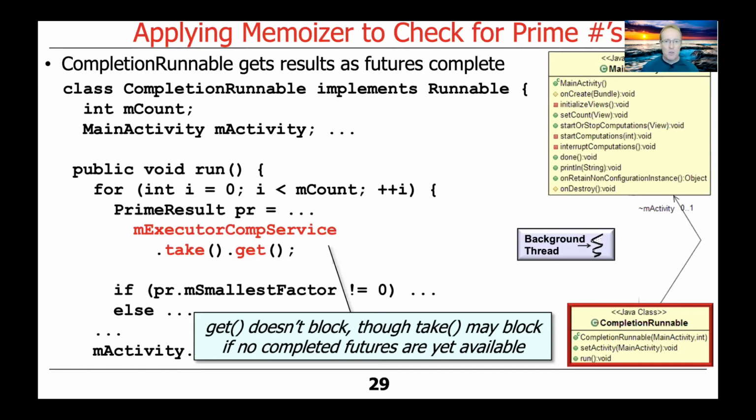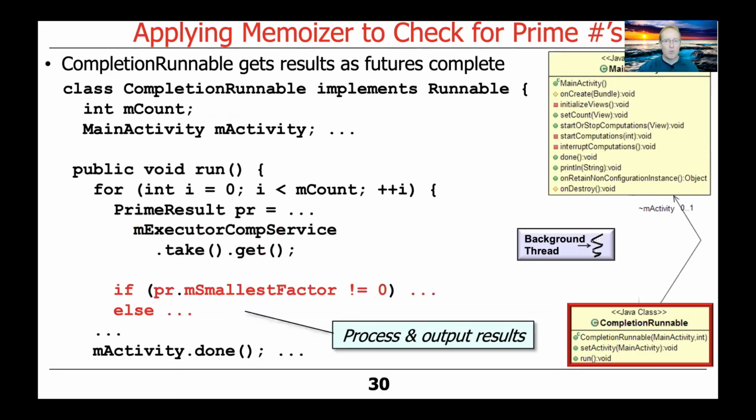It comes back as a future, but of course that future has already been completed because of the way the executor completion service works. And then the get call is invoked on that completed future to get the result. And then we do something to print out the results, whether or not they're prime or not, based on the result that comes back from the completed future.